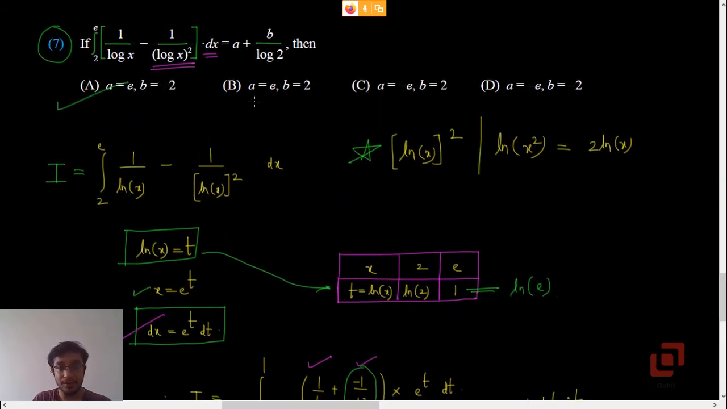If you mark B, that is wrong. When would B be right? Option B would be right when they express it, let me write it in green color now, as a minus b by log 2. Then B would have been the right option.